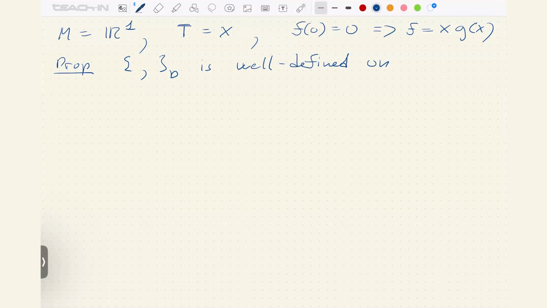On C infinity M over our ideal generated by T alpha. So how do we prove it? What does it mean that the operation is well defined on a quotient space? It means that if we evaluate it on equivalence classes, the result doesn't depend on equivalence classes. So the operation descends.